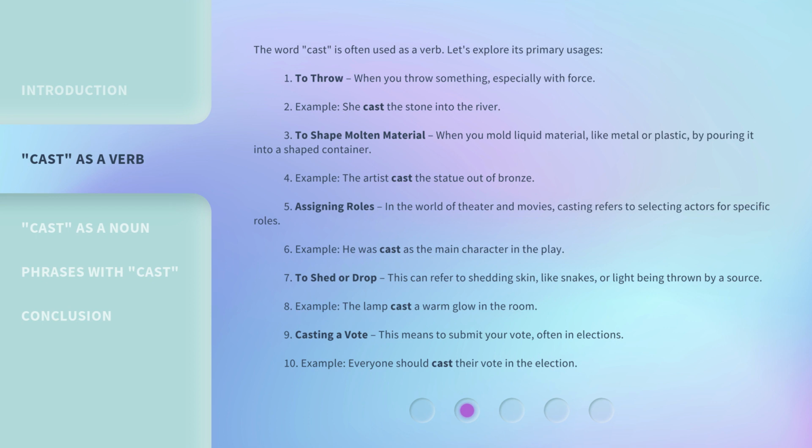3. Assigning roles. In the world of theater and movies, casting refers to selecting actors for specific roles. Example: he was cast as the main character in the play. 4. To shed or drop. This can refer to shedding skin, like snakes, or light being thrown by a source. Example: the lamp cast a warm glow in the room. 5. Casting a vote. This means to submit your vote, often in elections. Example: everyone should cast their vote in the election.